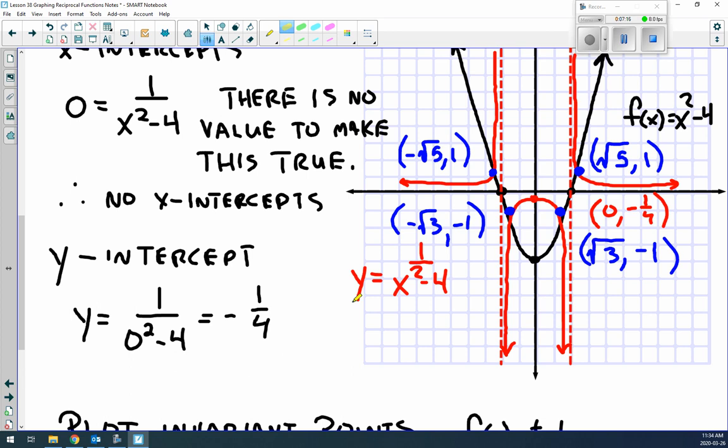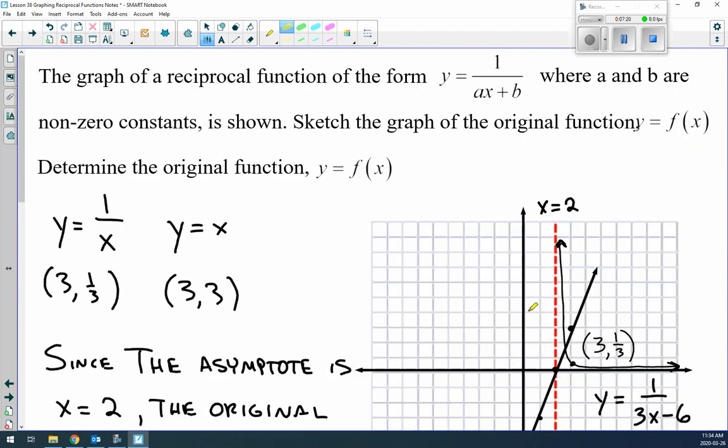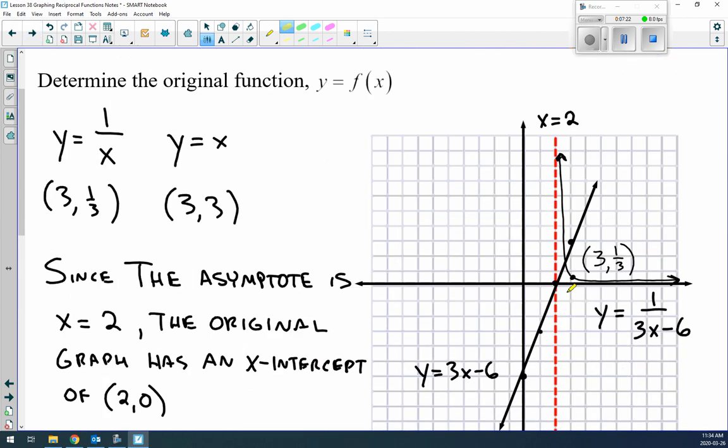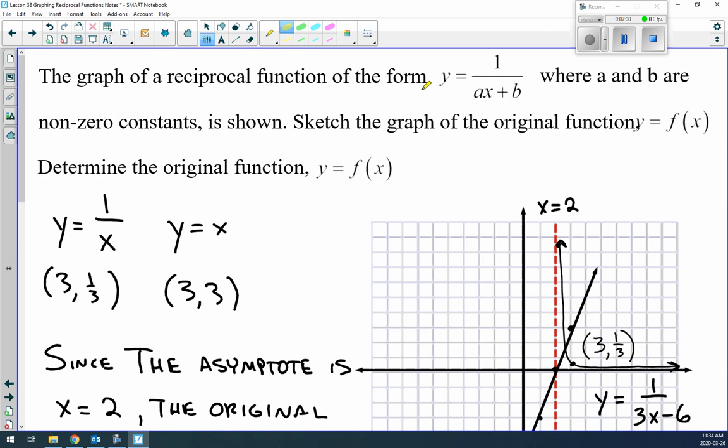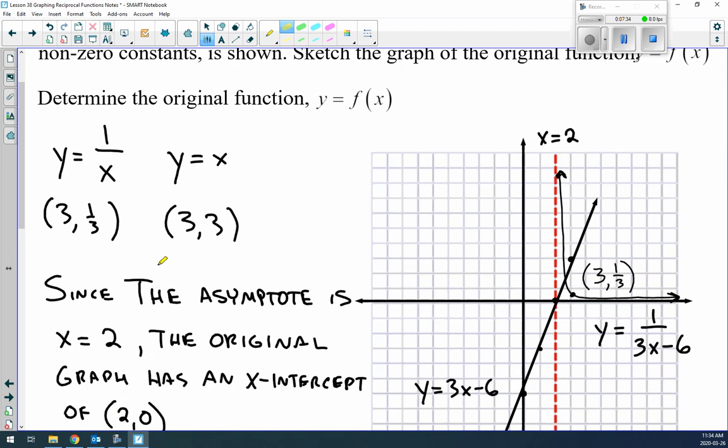Okay, last page. This one's kind of interesting. This is a going backwards question where you get a graph or you get an asymptote, you get some stuff, and you have to work back to figure out what the original equation was. So what you have here is the graph of the reciprocal. We know this is just 1 over whatever the original was. So let's look at some points here. So we have (3, 1/3). So the reciprocal of 1/3 is 3. Okay, so that gives us a point on the original one.